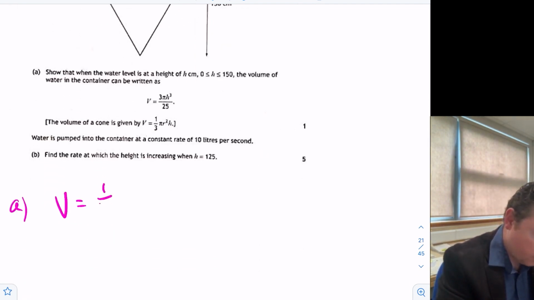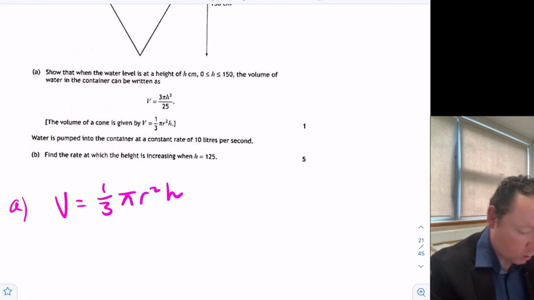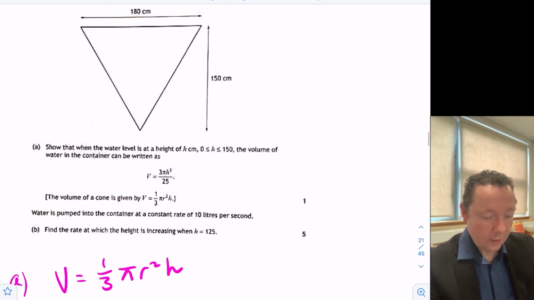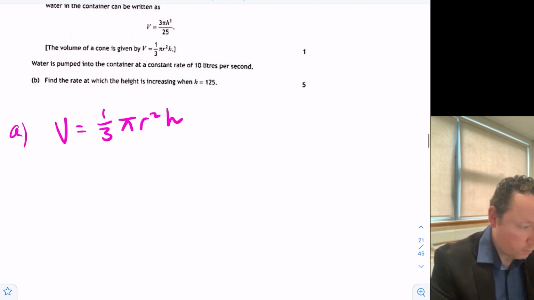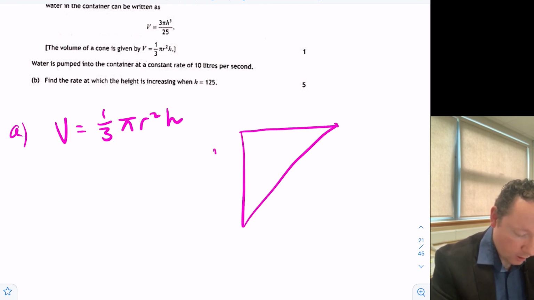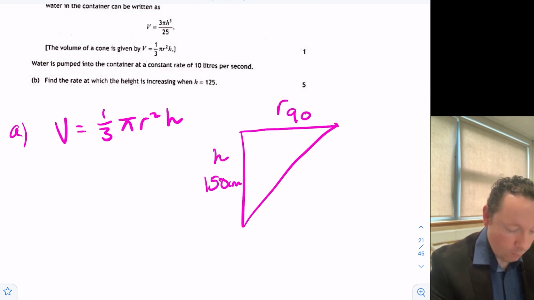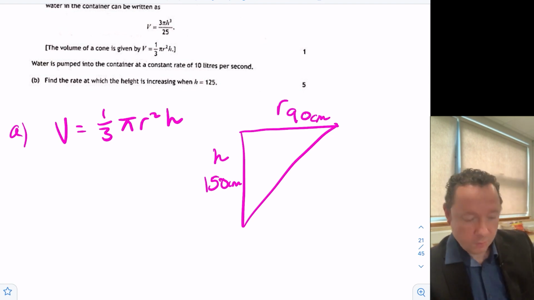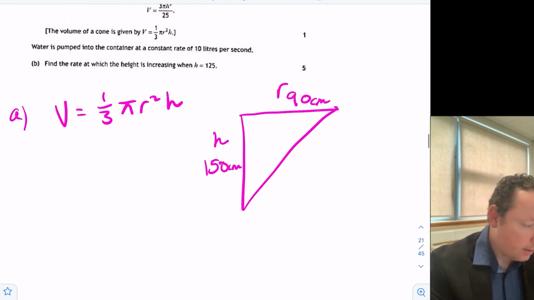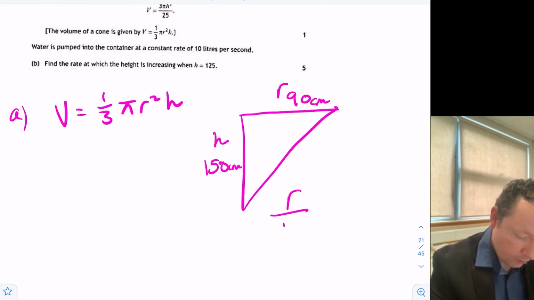V equals 1/3 pi r squared h, and it wants us to eliminate r, I suppose. So let's have a look at our triangle. We've got 180 by 150. So if I draw the triangle, there's the height here, and that is 150. And the radius here must be 90. Then the ratio between the radius and the height is equal to 90 over 150.